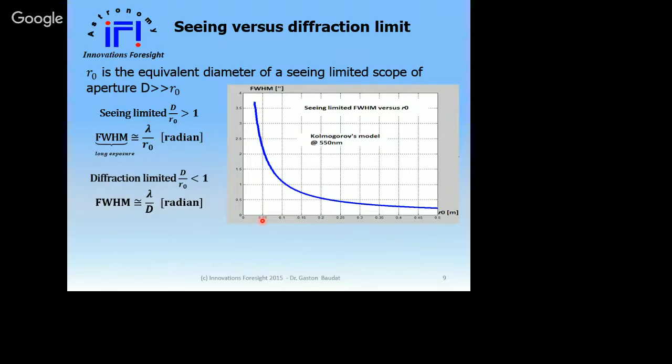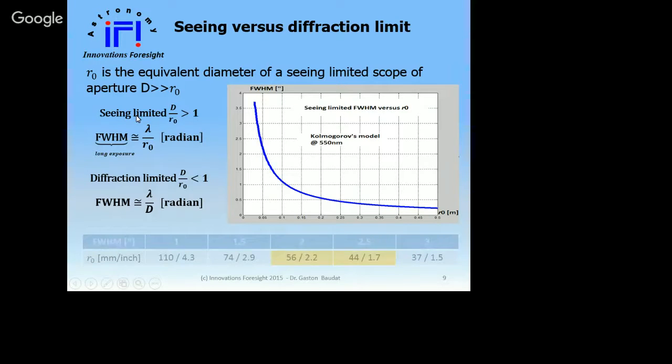So for our seeing, let's say 2 arcseconds, then typically we are around 5 centimeters of R0, which means the average seeing cells across the whole atmosphere seen by your scope are like 50 millimeters in size, which is typically much smaller than most of our scopes. So typically D over R0 is bigger than 1, and we are seeing limited most of the time.